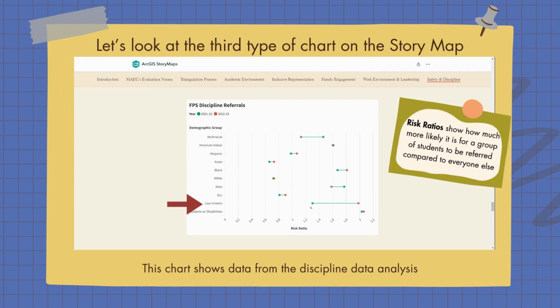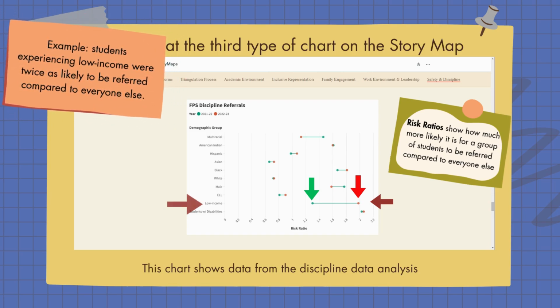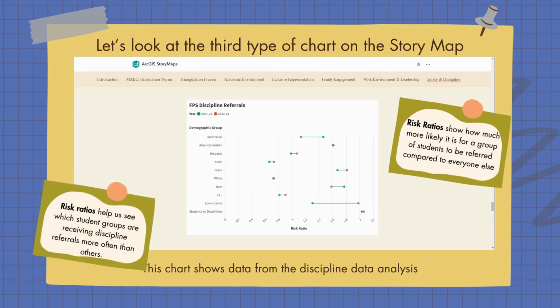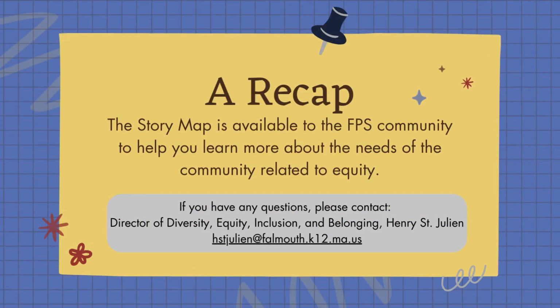For students experiencing low income, their risk ratio was about 1 in the 2021-22 school year. However, their risk ratio increased to about 2 in the 2022-23 school year. This means that they were twice as likely to be referred compared to everyone else. These risk ratios help us see which student groups are receiving discipline referrals more often than others.